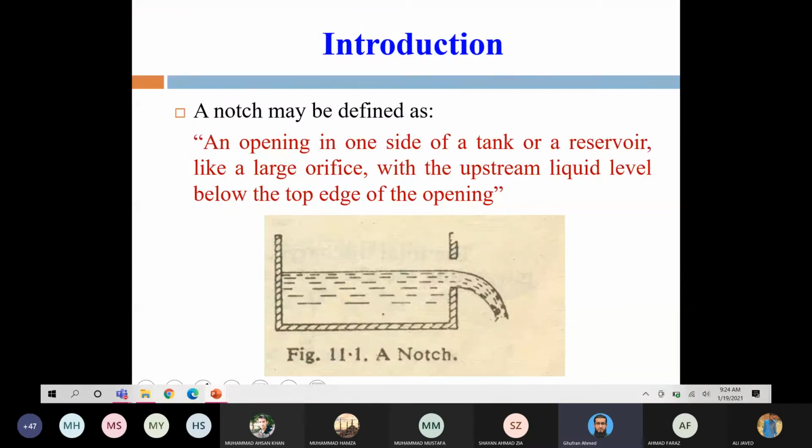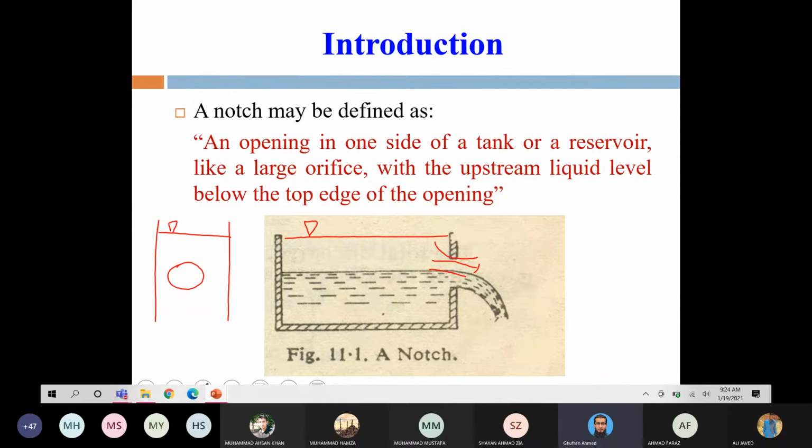A notch may be defined as an opening in one side of a tank or a reservoir, like a large orifice with an upstream liquid level below the top edge of the opening. In the previous lecture, you studied about the orifice. Orifice is a small hole through which the liquid flows out. But the important point is that the water level in terms of orifice should be here so that the water rushes with some pressure.